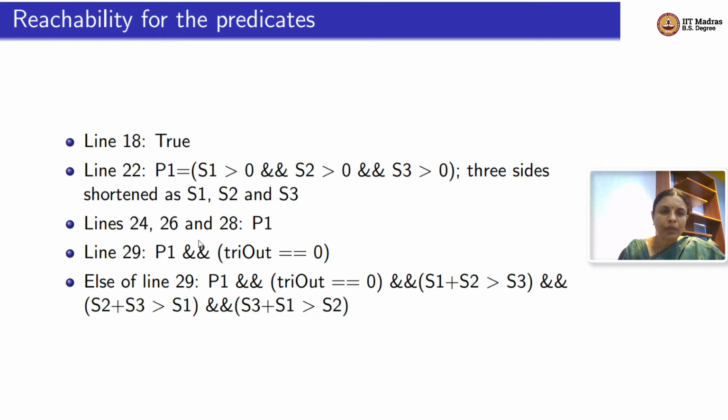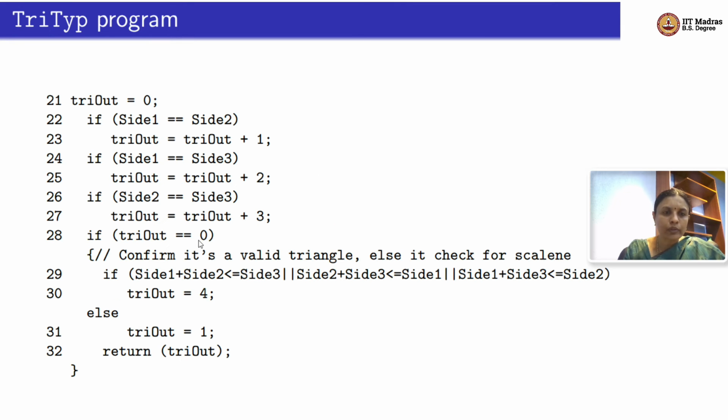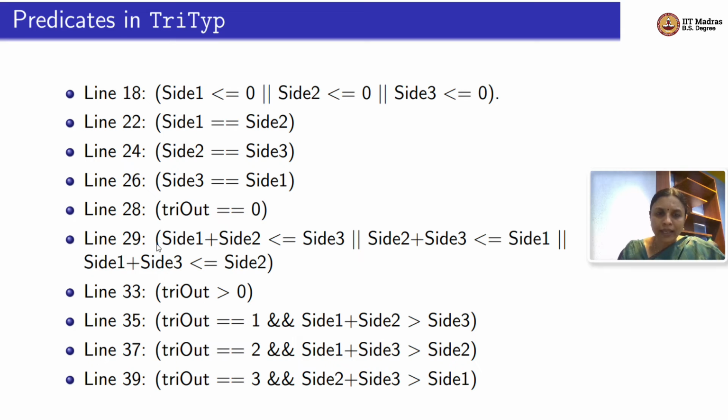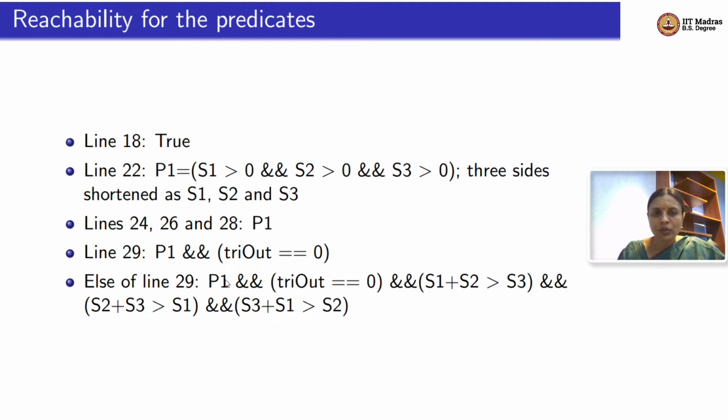Line 29, maybe we'll go to the code for a minute to see what line 29 is. That's this line. So I'm done with 22, 24, 26, 28. Now I've come to 29, which is this condition: sum of two sides being less than or equal to the third side, combined with an OR. So for line 29, I basically write out the conditions. It says P1, which was for lines 24, 26 and 28, plus tryout value should be equal to 0.